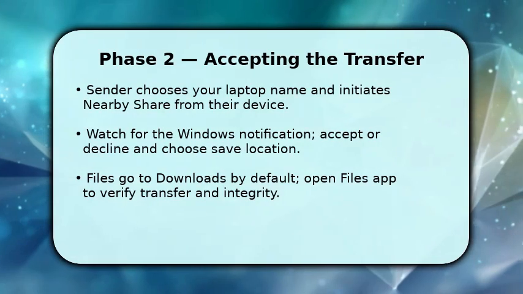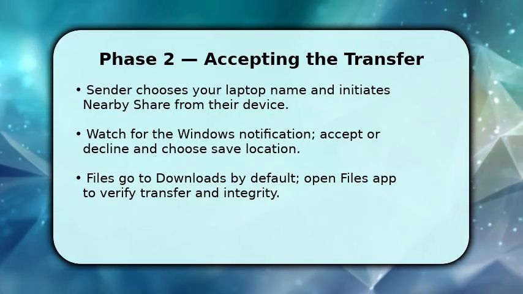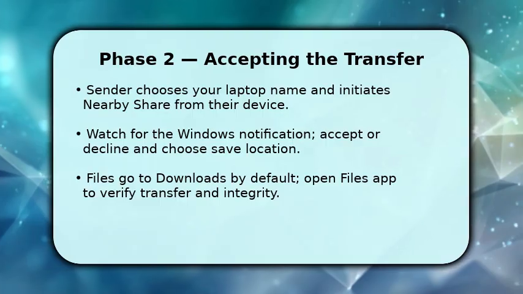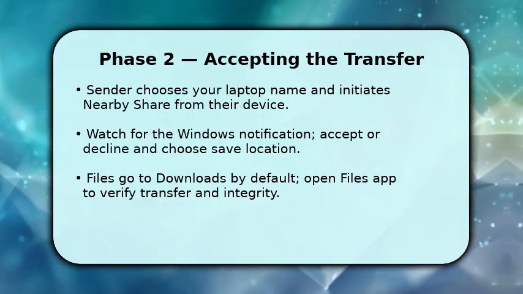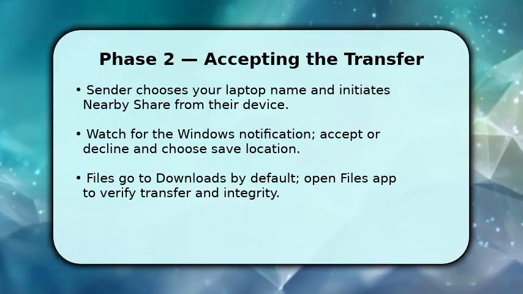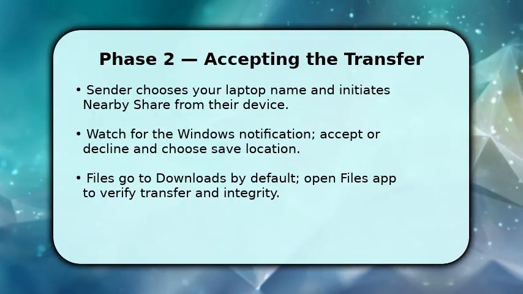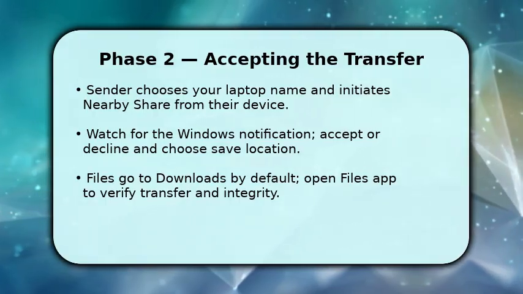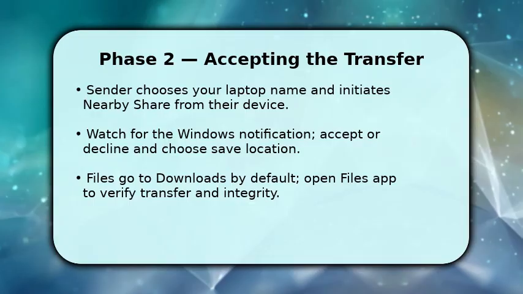When the sender initiates Nearby Share, look for the incoming transfer notification in the lower right corner of your screen. You must accept the transfer. Click Accept, then confirm or change the save location if prompted. Downloads is the default. While accepting, watch transfer progress. Make sure no heavy network changes occur.